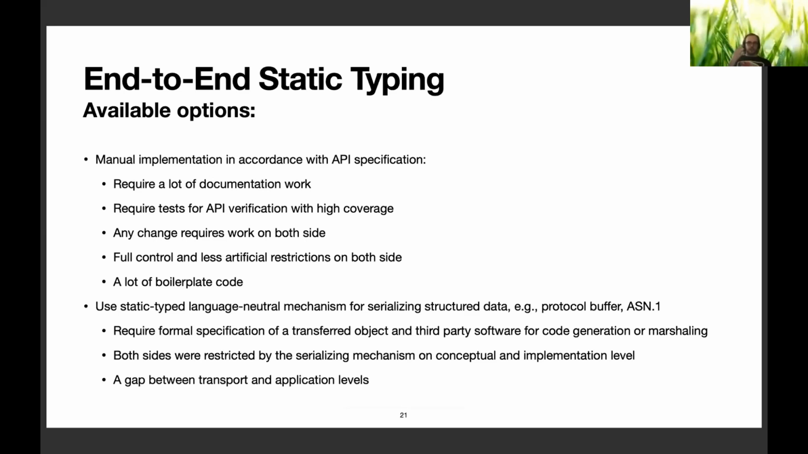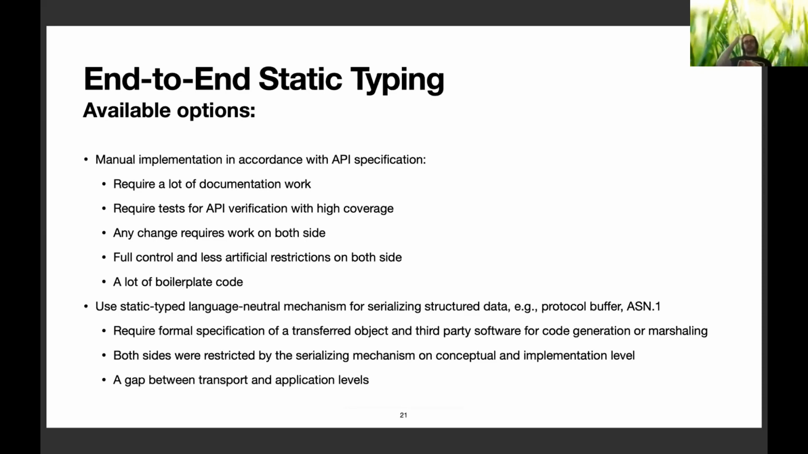For example, Google Protocol Buffers has many backends for its implementation supported by Google, and any somewhat widespread programming language has its own implementation for it. But that raises two main problems. First of all, we need to recreate the gap between the transport and application levels. Because usually when we implement an API, we don't speak about the transfer, only about the transferred data.